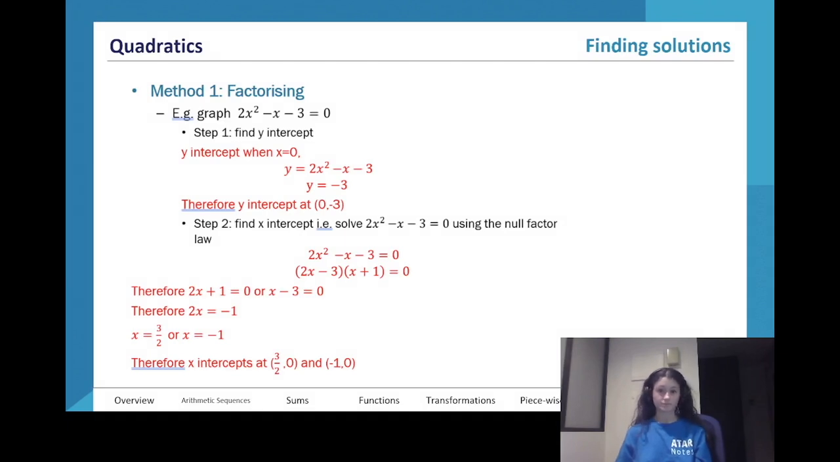Dilation. Okay, getting into solving quadratics. So remember, our first method is factorizing. This is where we are given a quadratic in this form, and we want to solve it to find our x-intercepts, or when the equation is equal to 0.